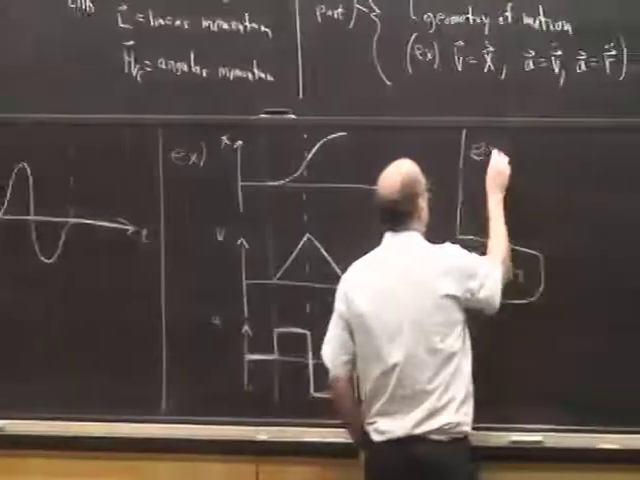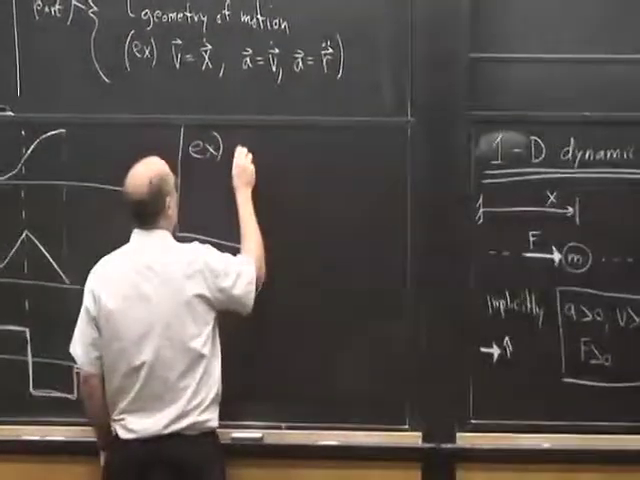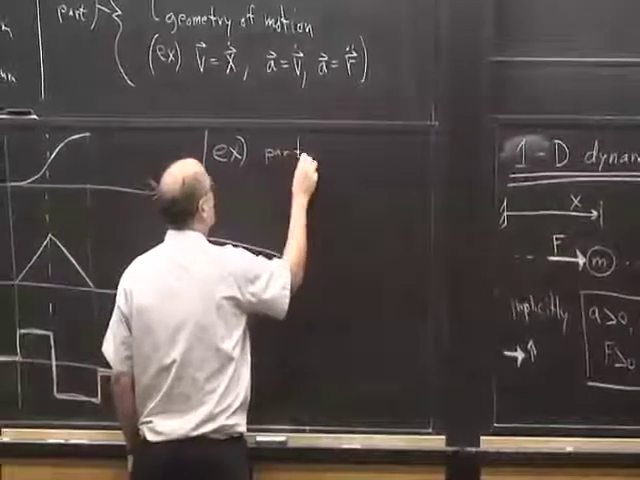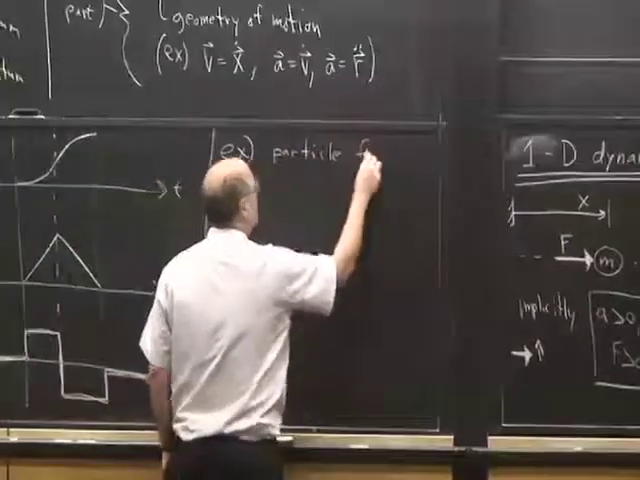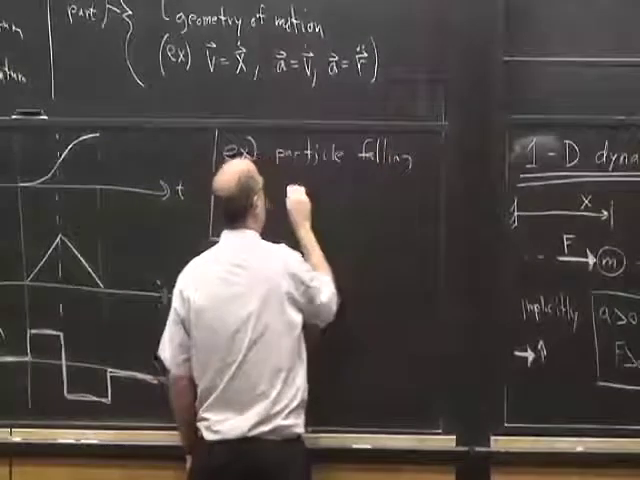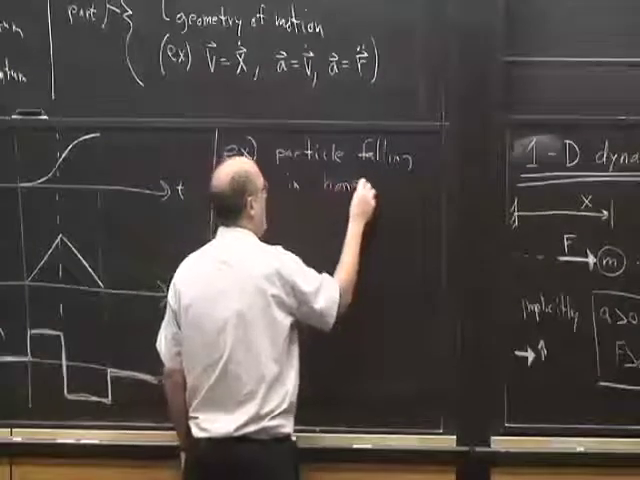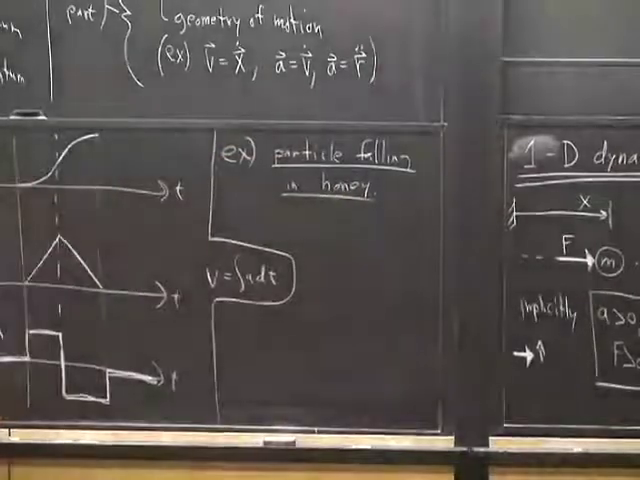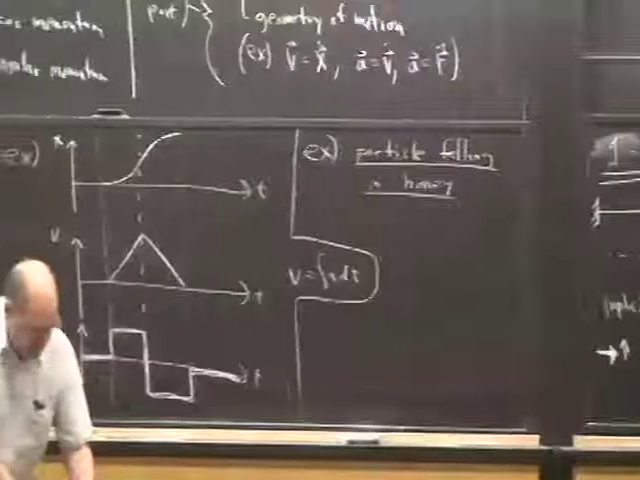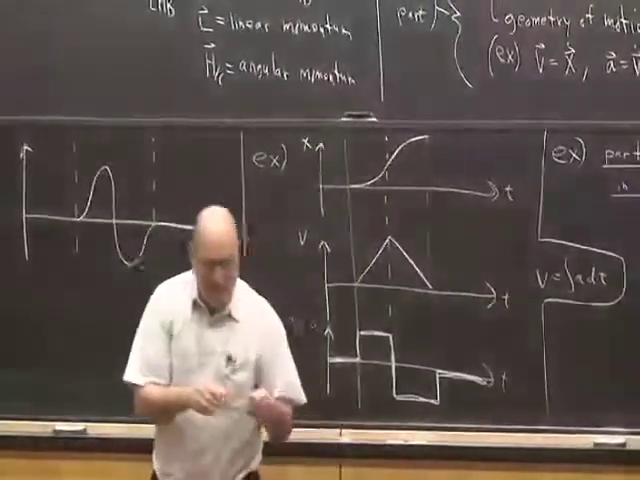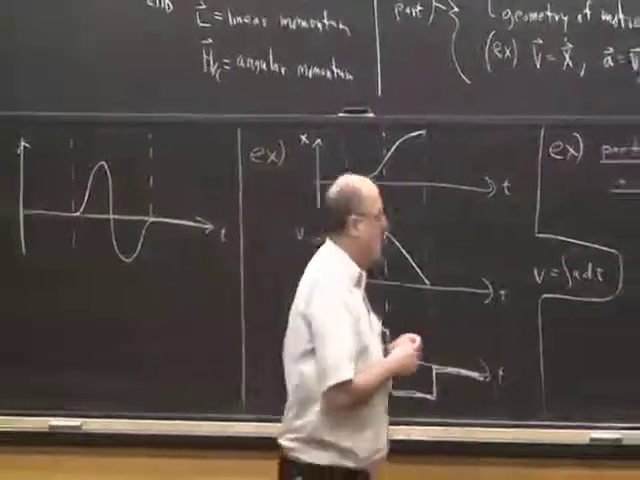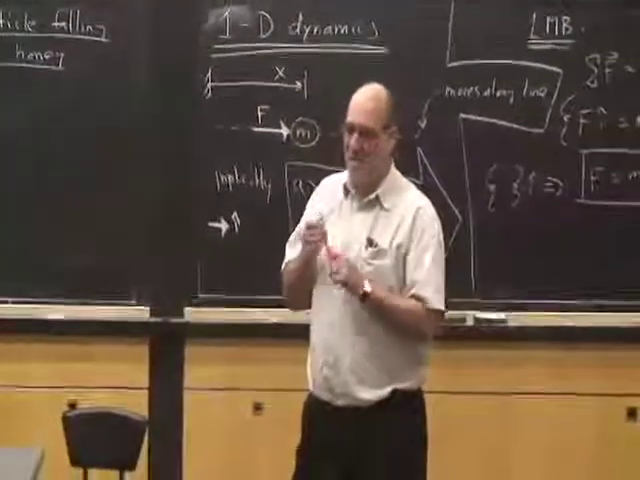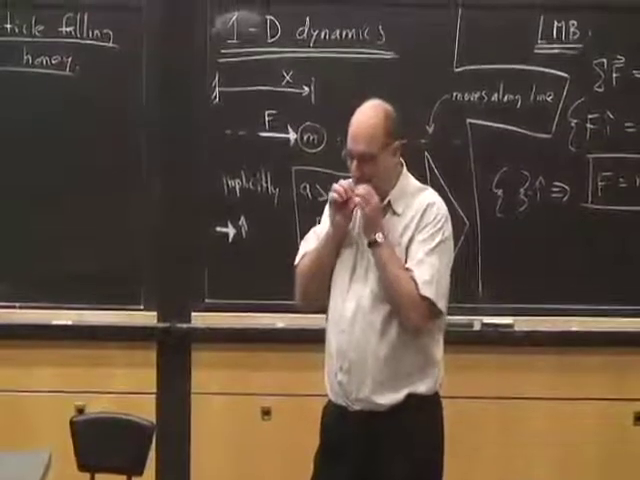Okay, so now we want to do this thing of a particle falling in honey. Probably you've seen this example in physics classes and so on. So what we want to think about is a particle falling in honey. To make it more graphic, I'll make a big particle and I'll replace the honey with the air in the room.